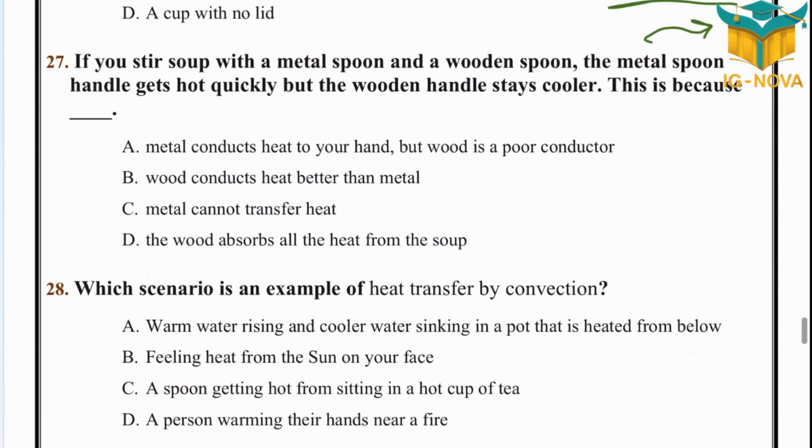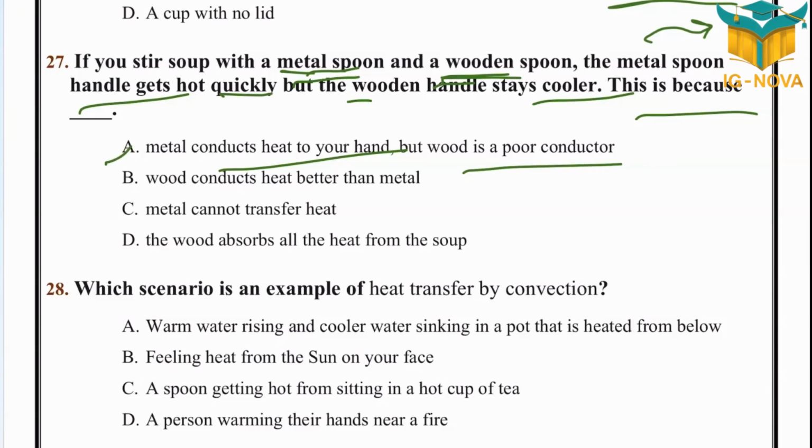Question 27. If you stir soup with a metal spoon and a wooden spoon, so you have two spoons now, the metal spoon handle gets hot quickly, but the wooden handle stays cooler. This is because of conductivity. Metal is a good conductor, wood is a bad conductor. It transfers heat to your hand, but what is a poor conductor? I'm going to go for it.